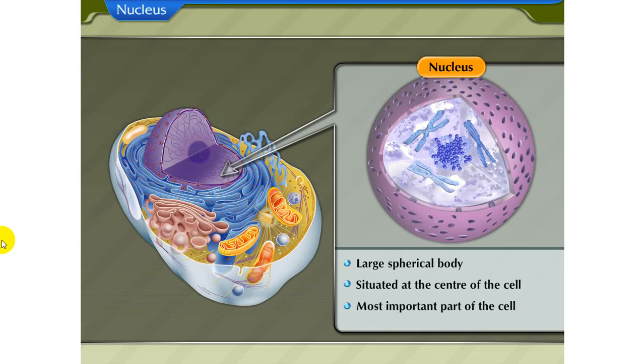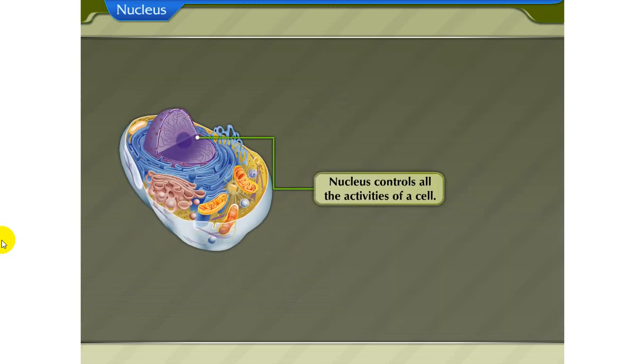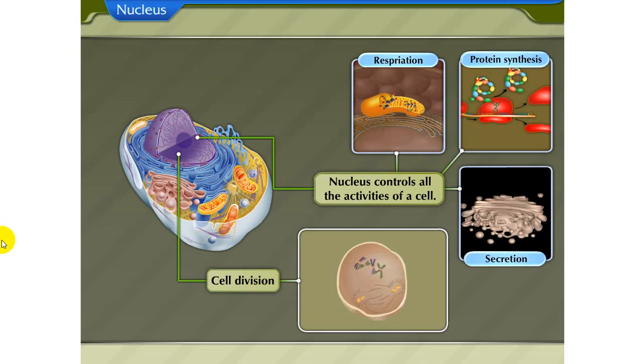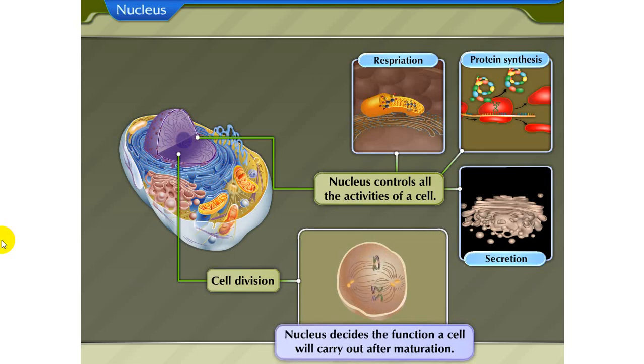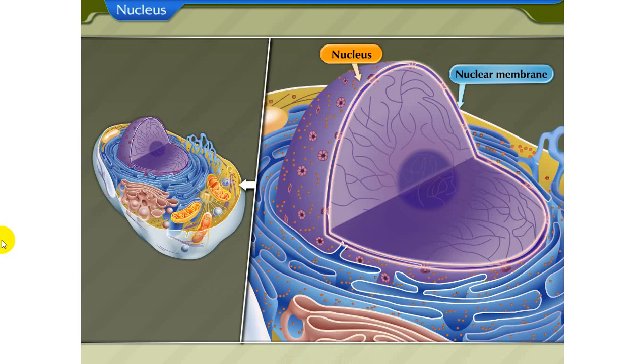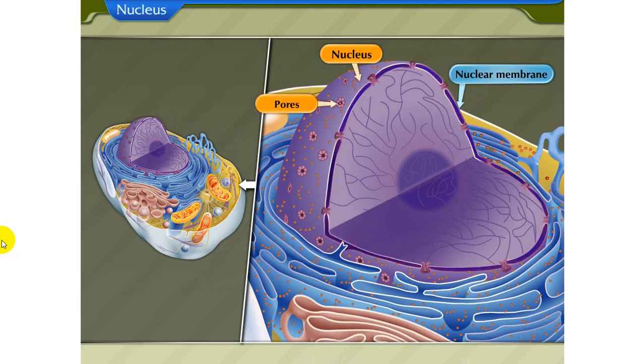It is the most important part of the cell. It controls all the activities of a cell and takes part in cell division. It decides the function which a cell will carry out after maturation. The structure of a nucleus is clearly observed with the help of an electron microscope. It is covered by a double-layered nuclear membrane. The nuclear membrane has pores which allow the transfer of products from the inside of the nucleus to the outside, that is, the transfer of material from the nucleoplasm to the cytoplasm.